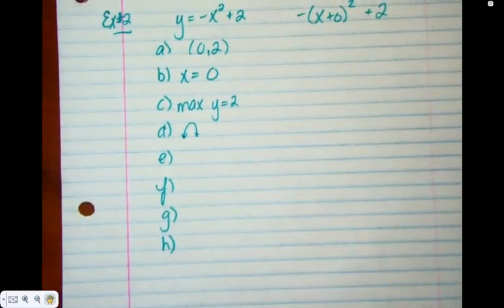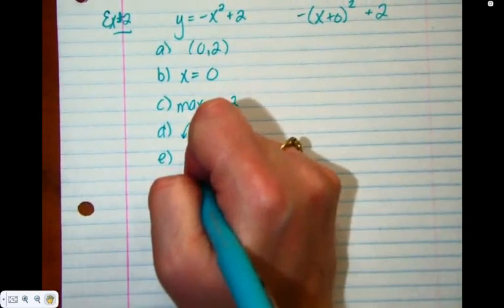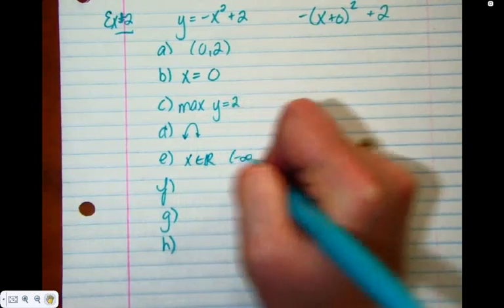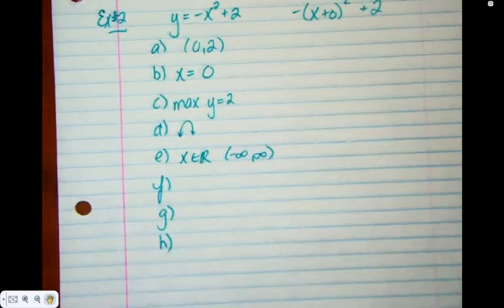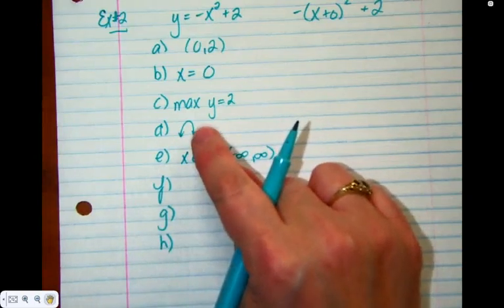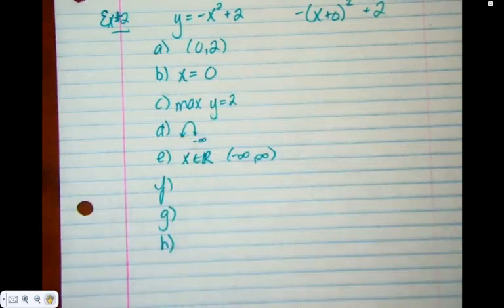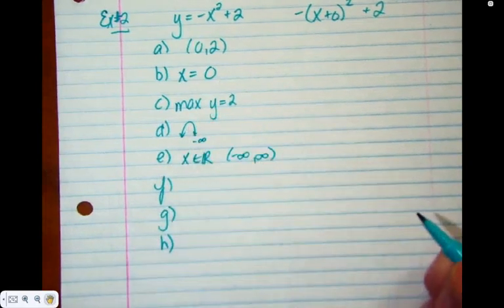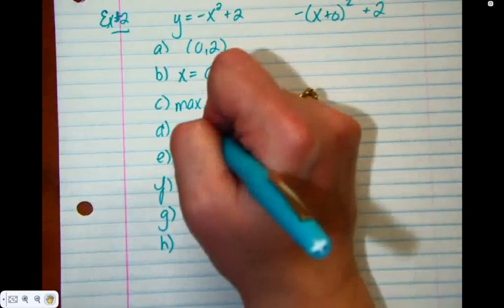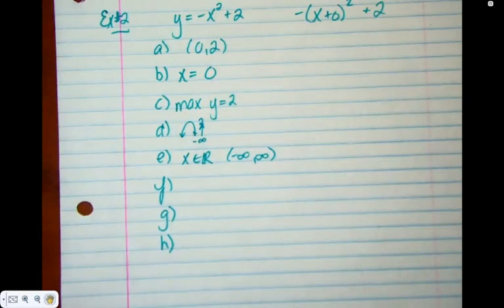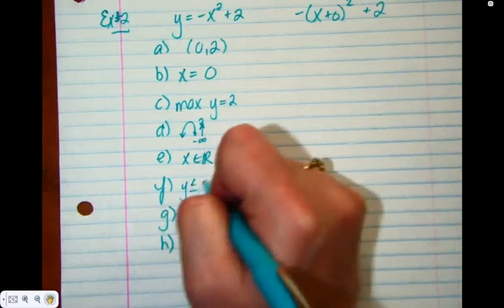E, domain. Range, I go back to the picture that I have pointing down. Down means that the lowest value is going to be negative infinity. What's the highest value? 2. How do I say all the numbers from negative infinity to 2? Or?